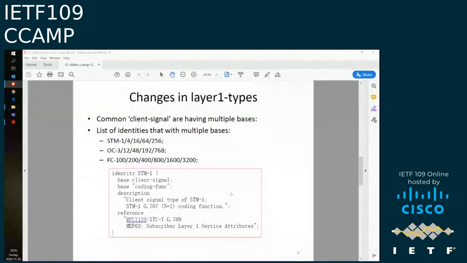And in this page, we list all the identities where we introduce multiple bases, including the STM series with different rates, 1, 4, 16, 64 and 256, and the OC series 3, 12, 48, 192, and 768. And the last one is Fibre Channel with 100, 200, 400, 800, 1600, and 3200. So that's all the client signals with multiple bases, and we need to take care of them. All the others now fit perfectly with only a single base. Next, please.